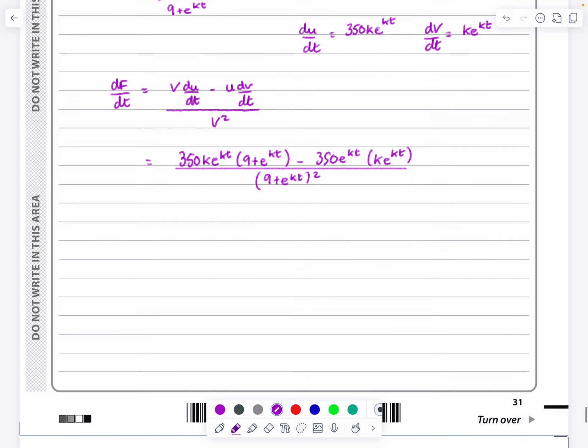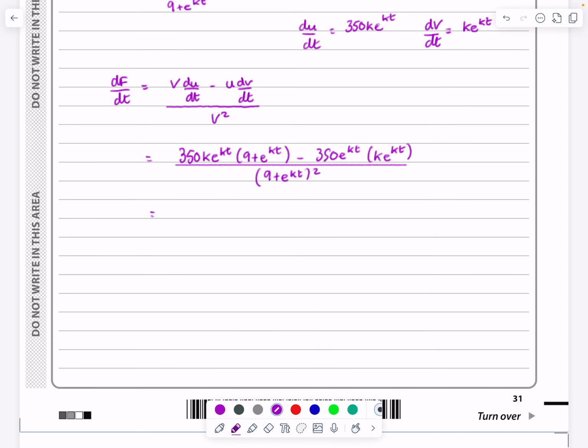Okay, so let's see how much of this we can tidy up. We've got 9 times 350 k e to the kt here, plus 350 k e to the kt squared, and then minus. If we multiply this out, 9 times 350 gives me 3150 k e to the kt. But what I'm doing is just multiplying out that bracket there, guys. So if I do that, I get that.